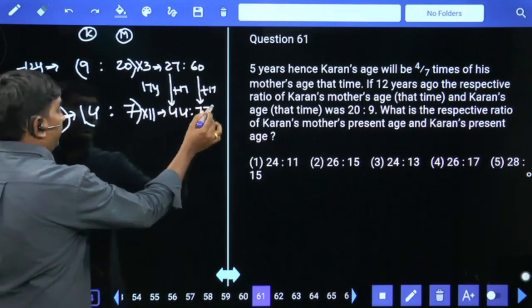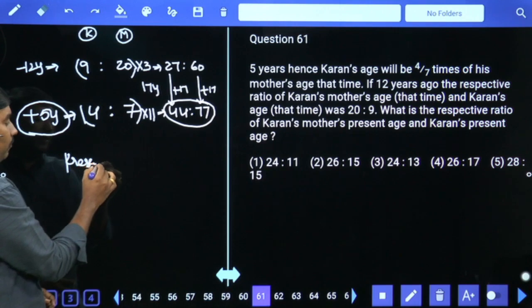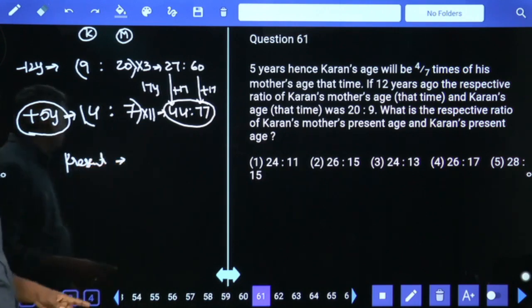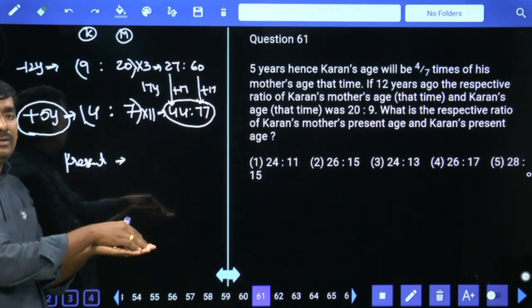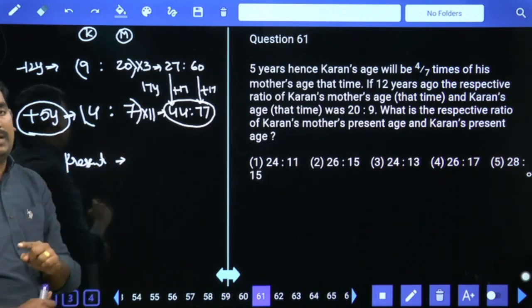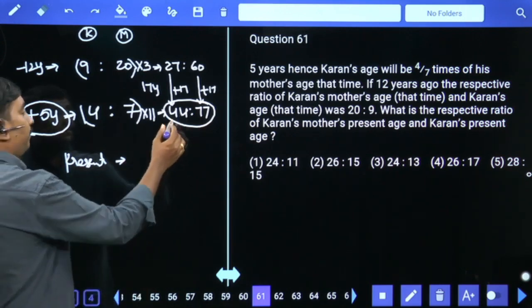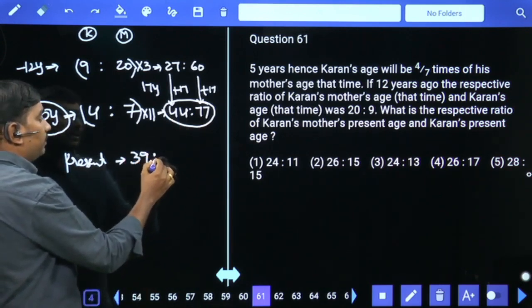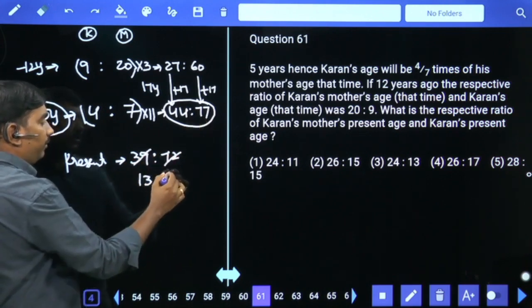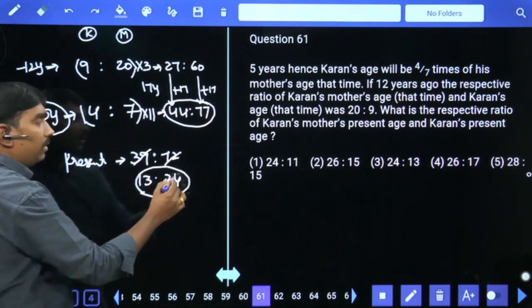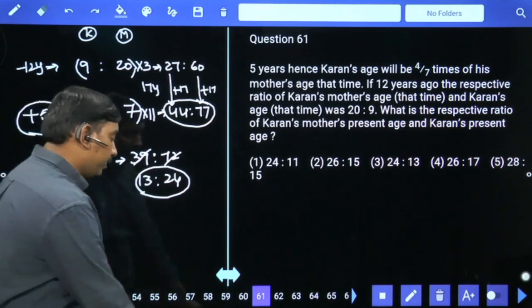After 5 years the ratio is 44:77. For the present ratio, we need to come backward 5 years. For every 1 year, 1 part reduces, so for 5 years, 5 parts reduce. 44 minus 5 is 39, and 77 minus 5 is 72. That is 13 times 3 and 24 times 3. This is Karan and mother, but the question asks mother and Karan, so 24:13.